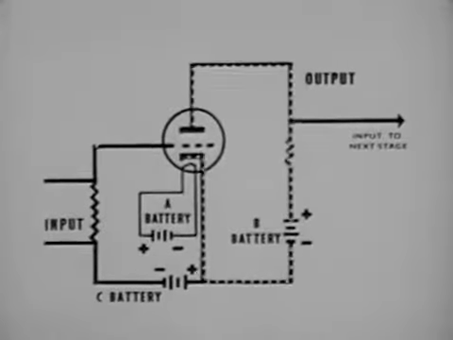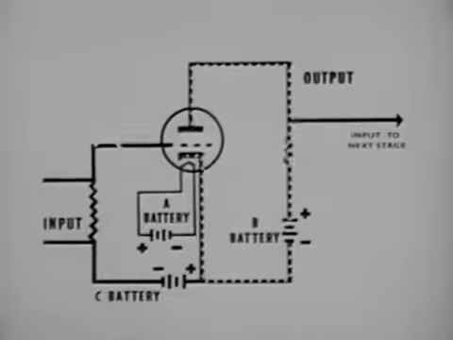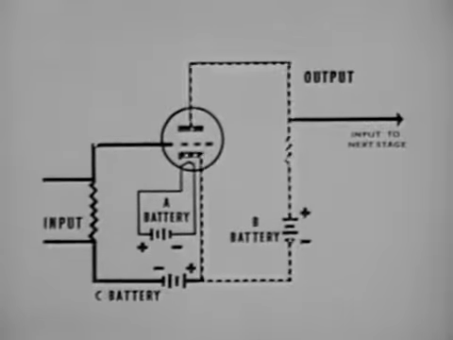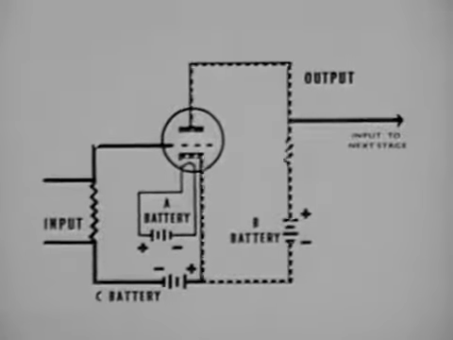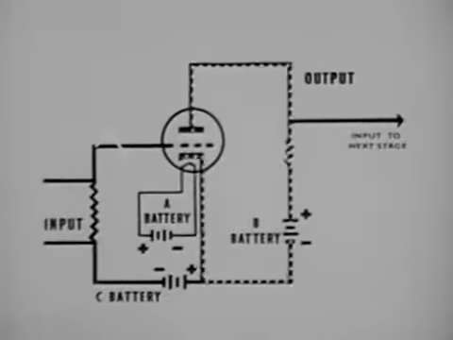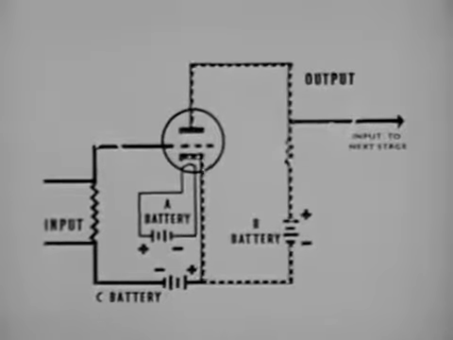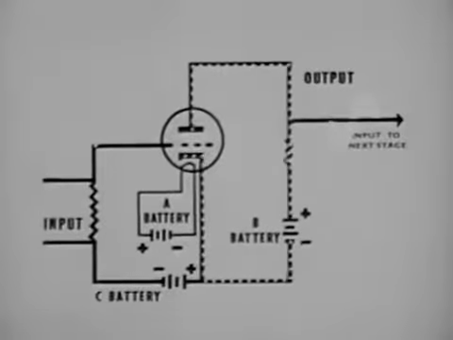When a small signal is applied to the grid, it varies the difference in potential between the grid and cathode. This causes the current flowing through the tube to vary in accordance with the difference in potential between the grid and cathode. This varying current flow through the tube causes the voltage across the plate load to decrease and increase. This voltage change across the output is an amplified reproduction of the input.